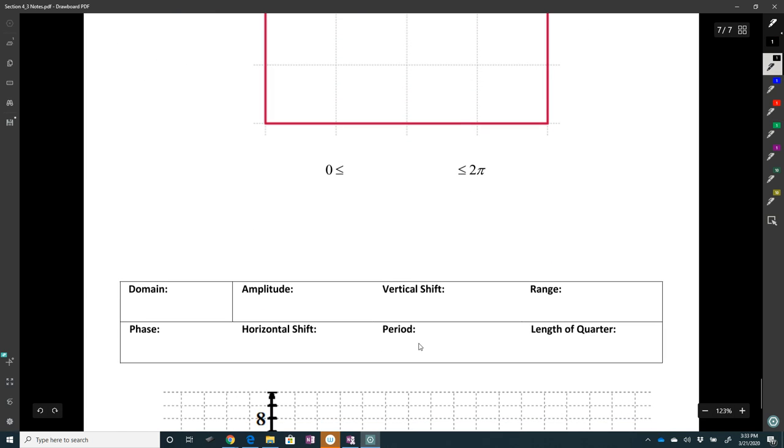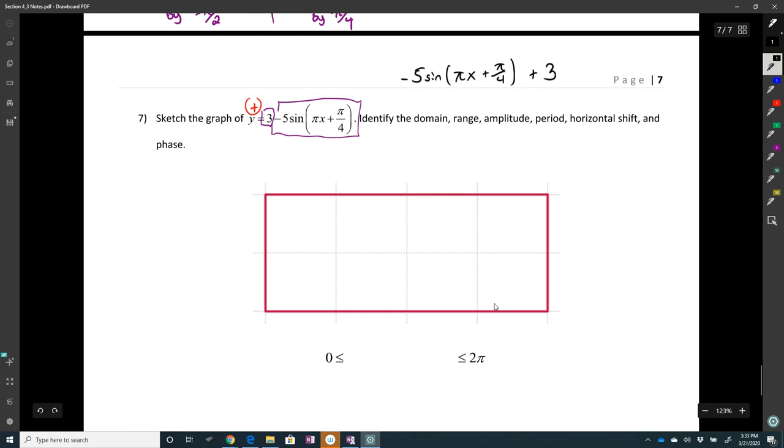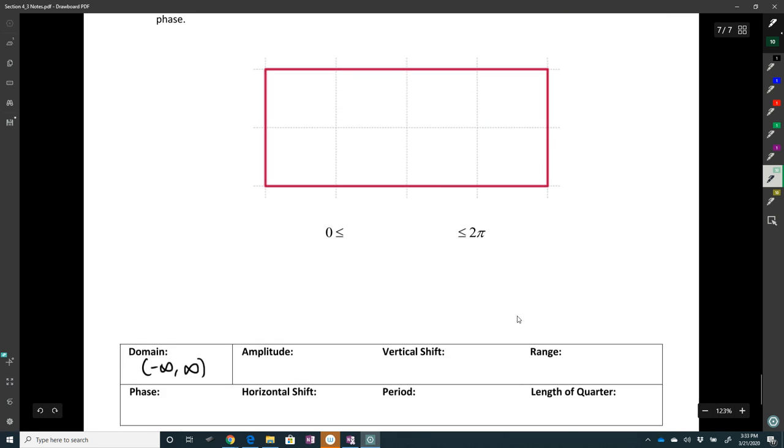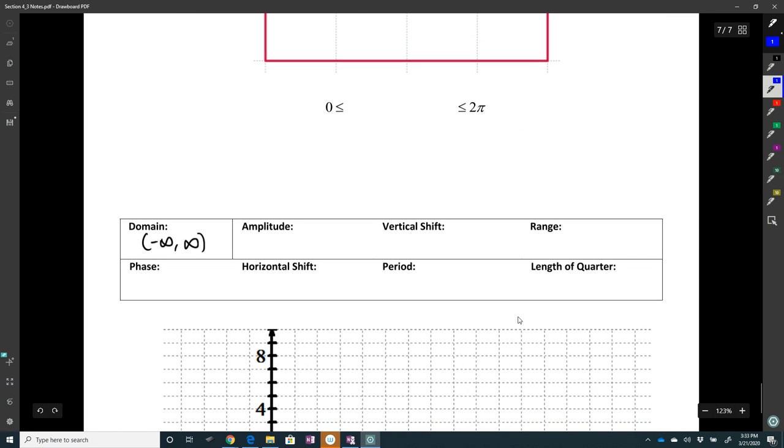Since this is a sine wave, my domain is negative infinity to infinity. My amplitude is just the number that's in front of the sine, whereas the shift is the plus 3. So my amplitude is the absolute value of negative 5, which is just 5. My vertical shift is just up 3.